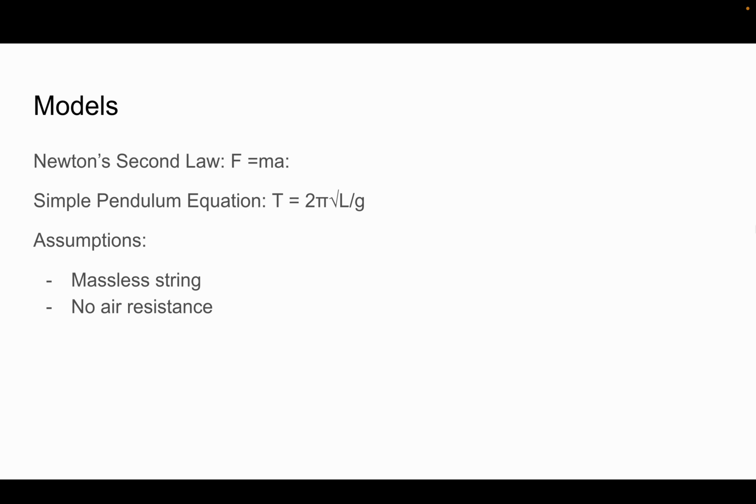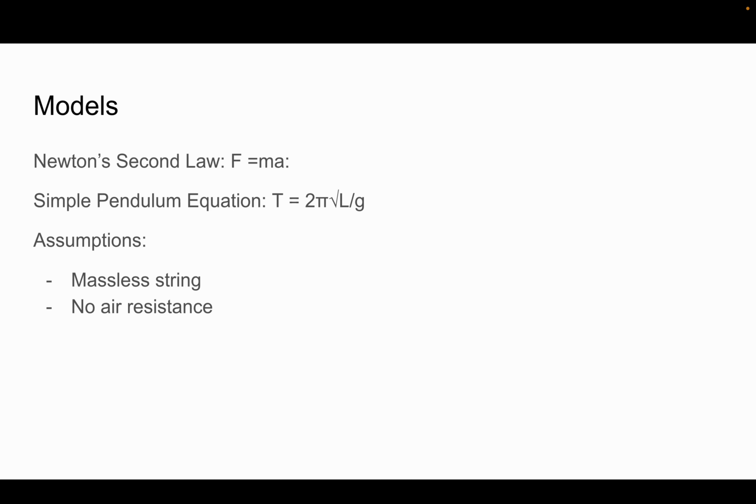The model for a simple pendulum comes from applying Newton's second law, F equals ma, to the swinging mass. The restoring force is a component of gravity. For small angles, this leads to simple harmonic motion. The key equation is, as I stated before, T equals 2 pi times the square root of L over g.